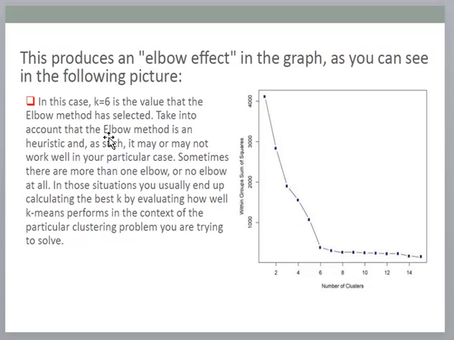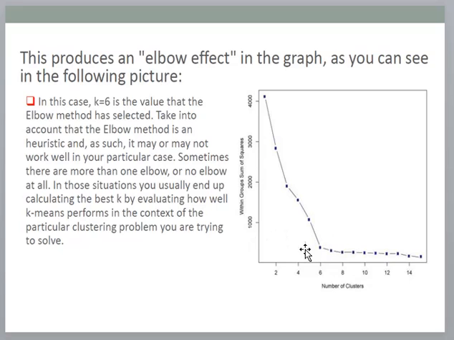In such situations, you usually end up choosing the best k by evaluating how well k-means performs in the context of the particular clustering problem you are trying to solve. On the basis of that context, you can select the value of k. But if you are lucky to have an elbow generated for your problem, then you can look for this sweet point, and see at what point you have a stabilization in the error surface.